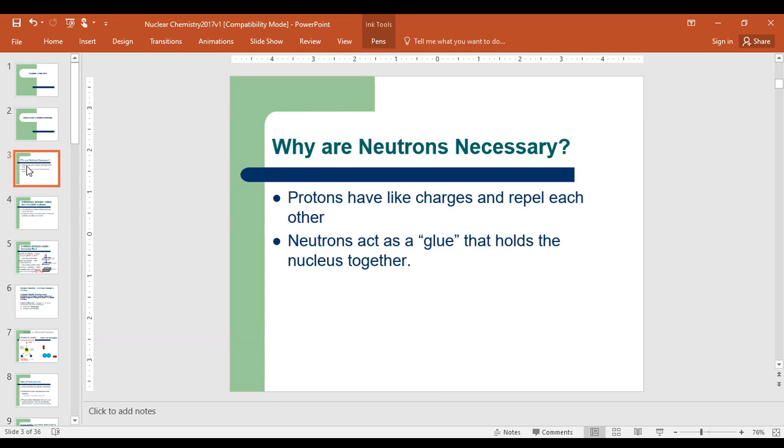So, first of all, when we look at our atom, the neutrons in our atom are present to hold the nucleus of our atom together. The reason for this is that the protons in the nucleus all have the same charge and they repel each other since they have like charges. So neutrons are there to buffer those protons so they're not repelling each other as much. Neutrons act as a glue to hold the nucleus together.